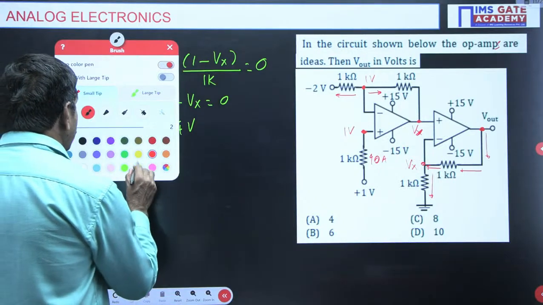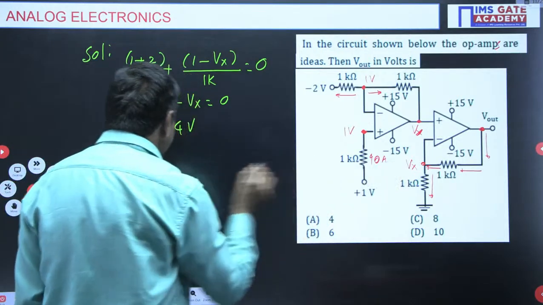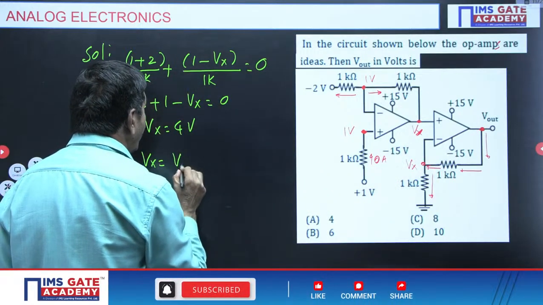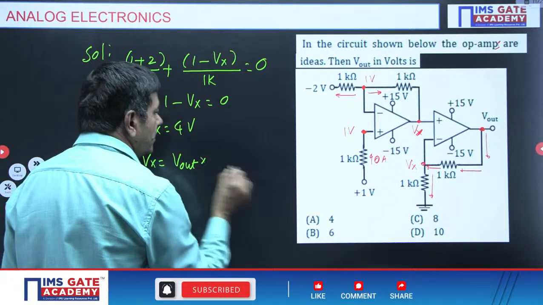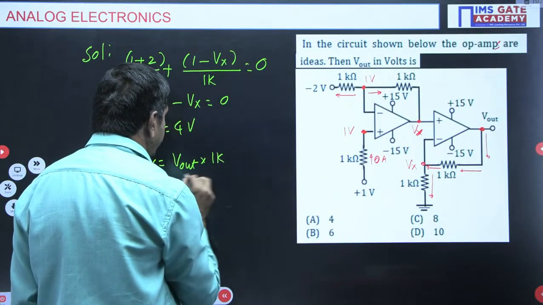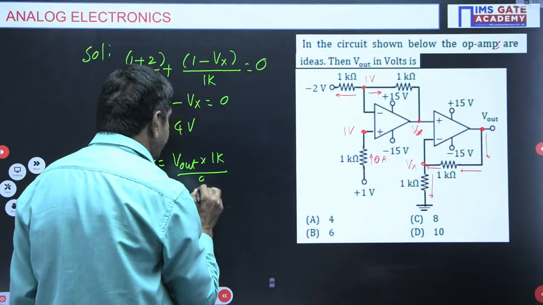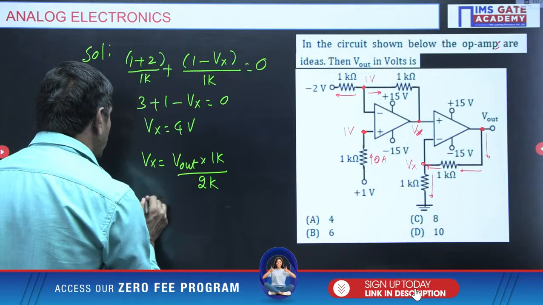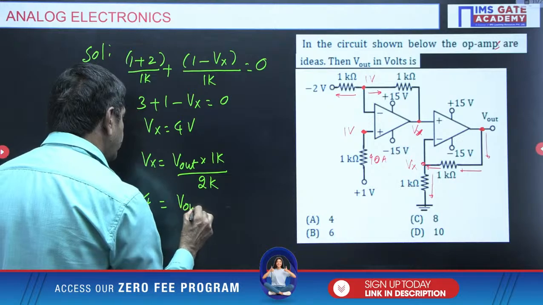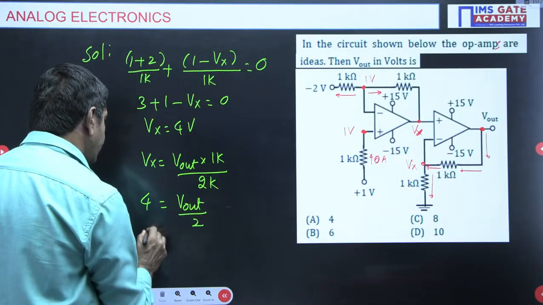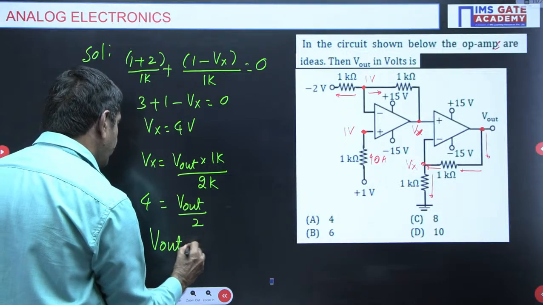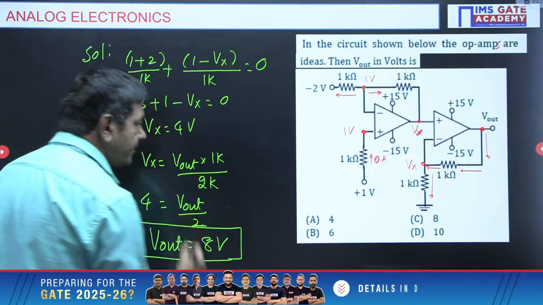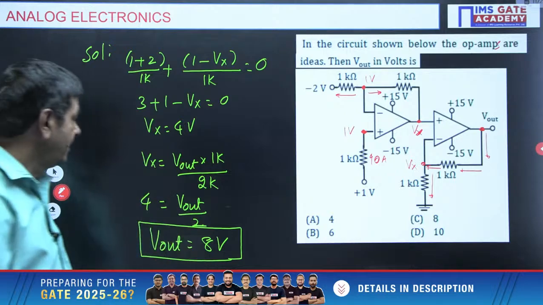If the same current is passing in the network, you can apply the voltage division formula to find V out. According to the voltage division formula, Vx equal to V out into 1k by (1k plus 1k), that is 2k. Just I applied the voltage division formula. Then Vx is 4 volts, so 4 equal to V out by 2. The k's cancel. Finally, V out equal to 4 into 2, 8 volts. The output voltage is nothing but 8 volts here. Every student should understand. That's why I'm going very slow. V out is 8 volts.